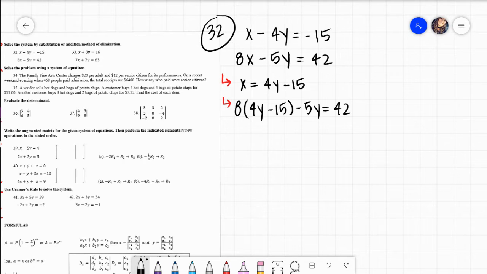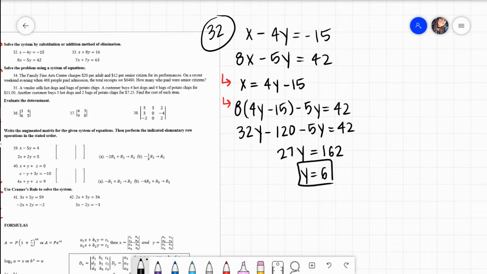And so plugging this one in, I get 8 times x, which is 4y minus 15, minus 5y equals 42. 8 times 4 is 32. Don't forget your variable. If you do 8 times 15, you get 120. Signs are different, so it's negative. Then we have negative 5y equals 42. If you combine like terms on the left-hand side and move your 120, what you get is 27y equals 162. If you divide both sides by 27, what you get is y equals 6.